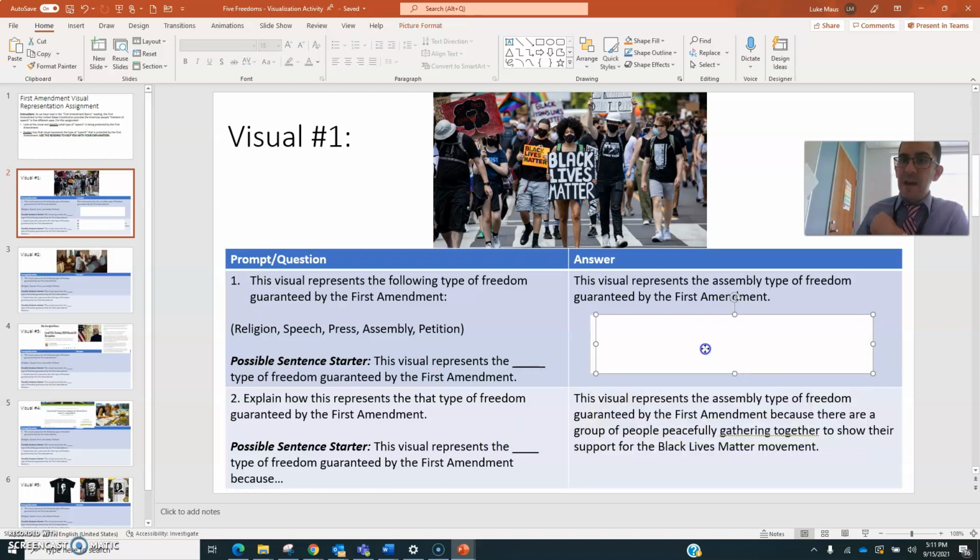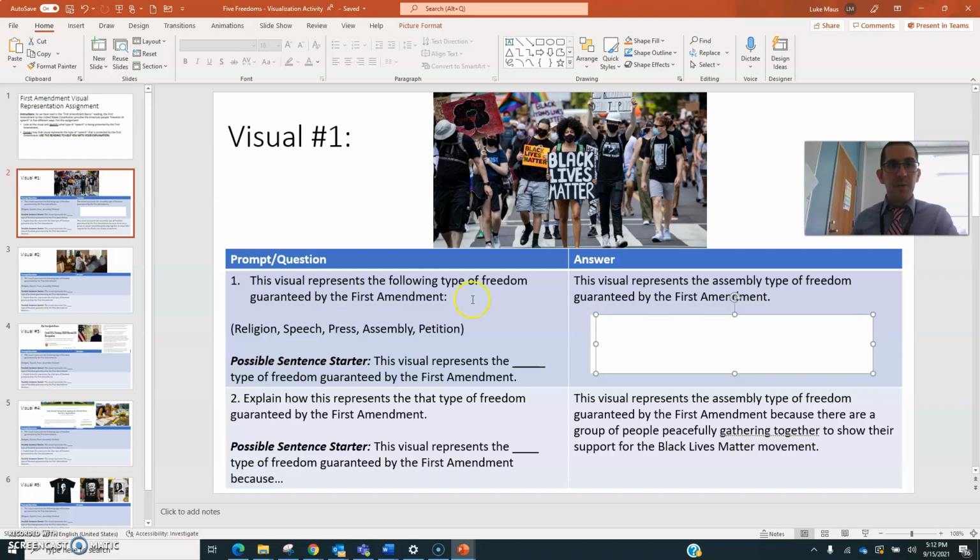This visual represents the assembly type of freedom guaranteed by the First Amendment because there are a group of people peacefully gathering together to show their support for the Black Lives Matter movement. So you can see they're holding up signs, they're walking in the street, they're peacefully gathered, assembling together to show their support for the Black Lives Matter movement. So that's why the correct answer for visual 1 is assembly.